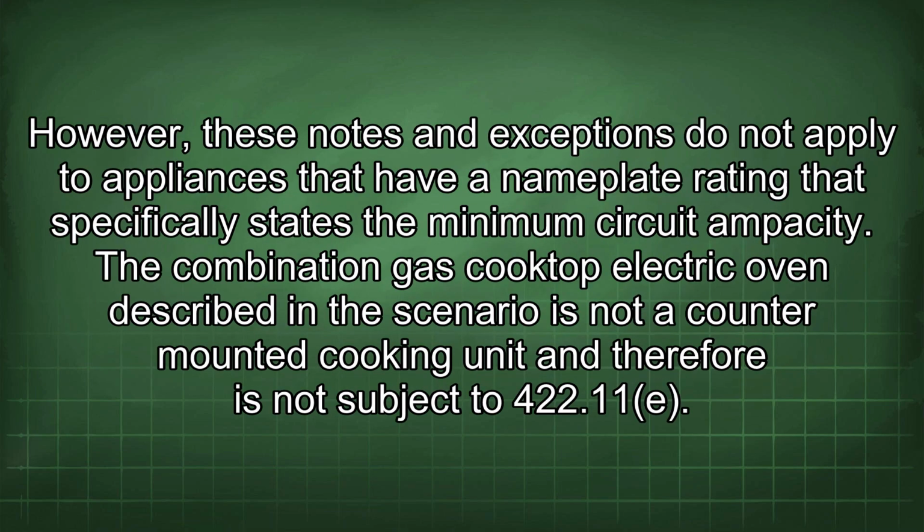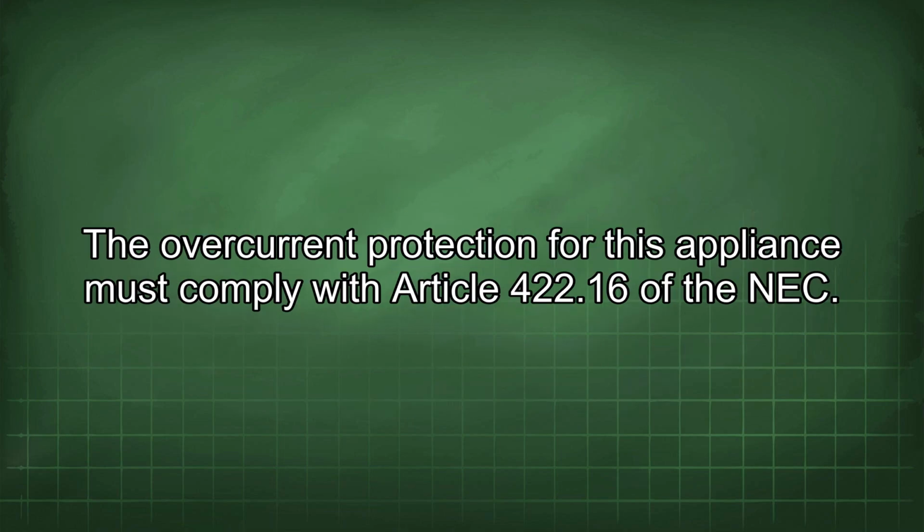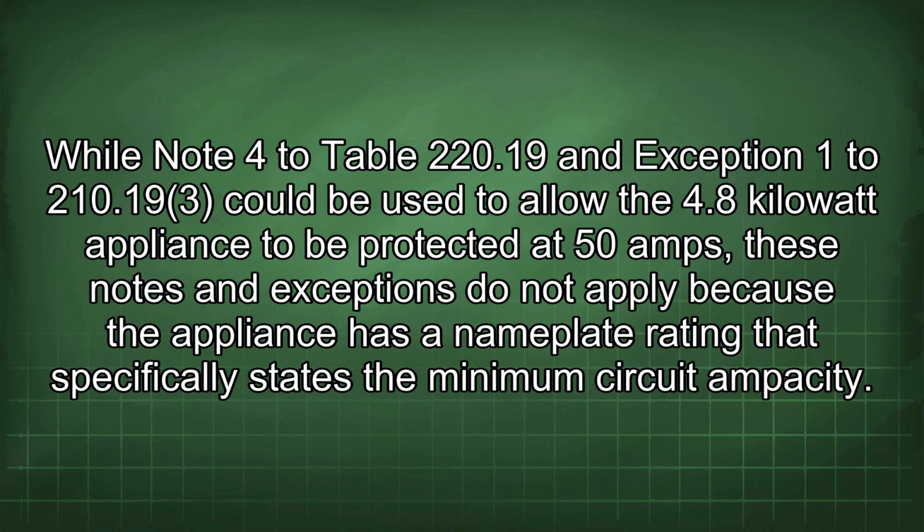However, these notes and exceptions do not apply to appliances that have a nameplate rating that specifically states the minimum circuit ampacity. The combination gas cooktop electric oven described in the scenario is not a counter-mounted cooking unit and therefore is not subject to 422.11. The overcurrent protection for this appliance must comply with Article 422.16 of the NEC. While Note 4 to Table 220.19 and Exception 1 to 210.193 could be used to allow the 4.8 kW appliance to be protected at 50 amps, these notes and exceptions do not apply because the appliance has a nameplate rating that specifically states the minimum circuit ampacity.